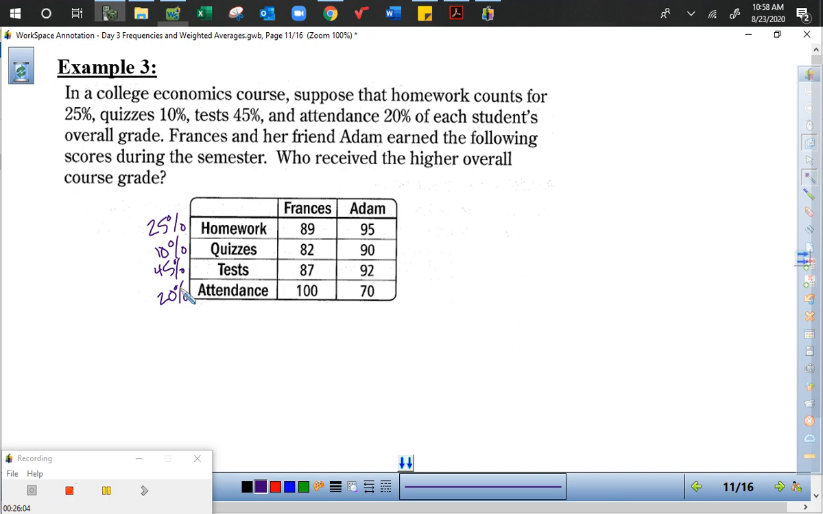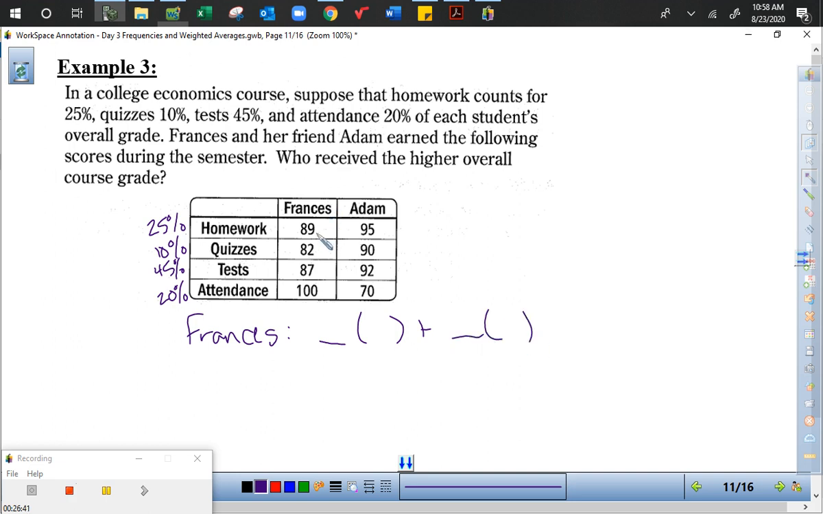Now, one benefit of using percentages is we can actually save ourselves some work. So let me show you a couple ways in how this works. First with Frances. Okay, now we talked about what we're going to do is multiply the grade by the weight plus the grade by the weight. Okay, so let's get that done.